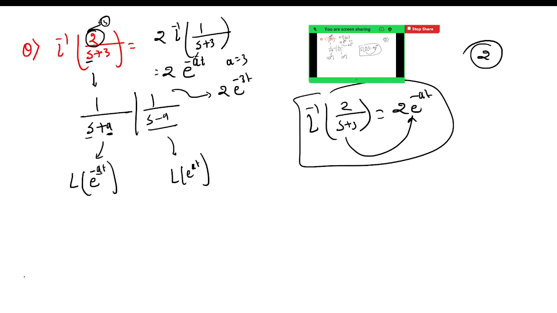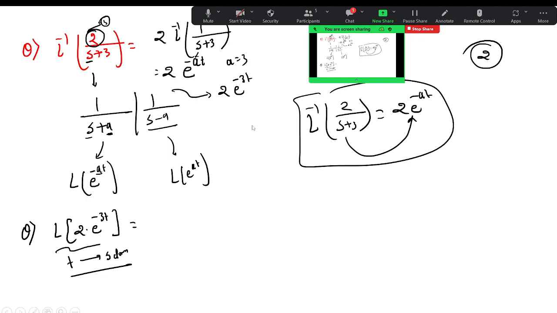Yes, sir. Okay, so solve one thing. Calculate the Laplace transform of 2 into e to the power minus 3t. What will be the Laplace transform of this one? This is t domain. You have to convert it into s domain. Convert it and tell me the answer. What is the answer you are getting? 2 by s plus 3.